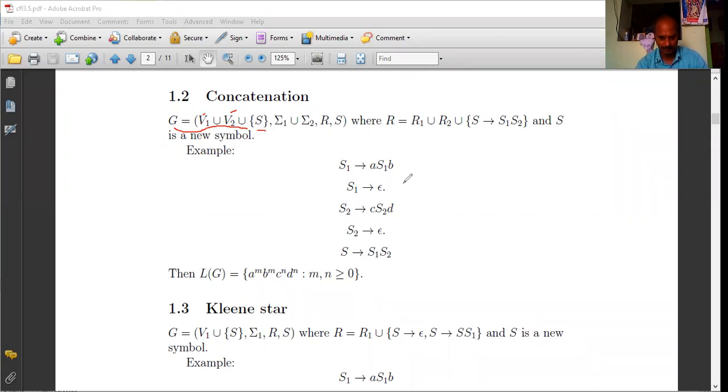Same as that, this is grammar G1 and grammar G2. Here observe this, S derives S1 concatenated with S2, that is S1 followed by S2, which generates the language a power m, b power m, c power n, d power n. The context-free grammars are closed under concatenation.